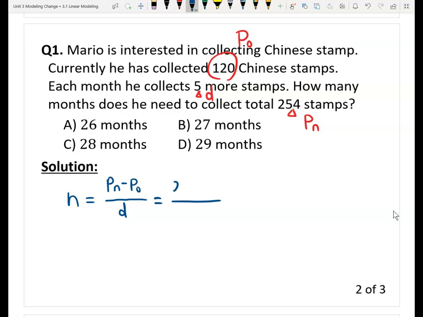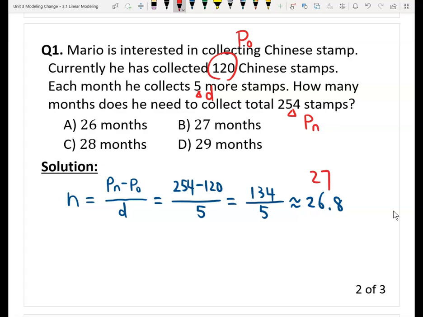So Pn is 254. P0 is 120. D is 5. And then do the calculation. So we get 134 over 5. And if we do the calculation, we get a decimal number, 26.8. What does it mean? So how many months? And the question asks you for the integer. Of course, it's 27, right? So here it should be 27 months.